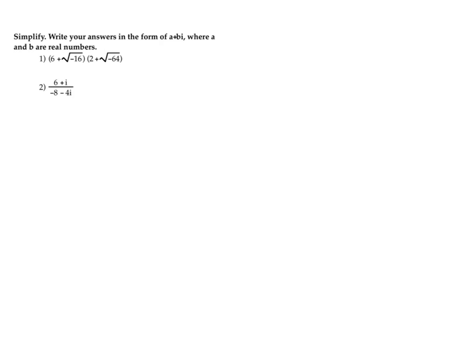Alright, here's a couple of complex number questions. The first one, they both ask you to simplify. The first one is to multiply, and it'd be very similar to if you just had anything like this, you're going to FOIL it. So in the first one, you'd have 6 plus root minus 16, and 2 plus root minus 64.